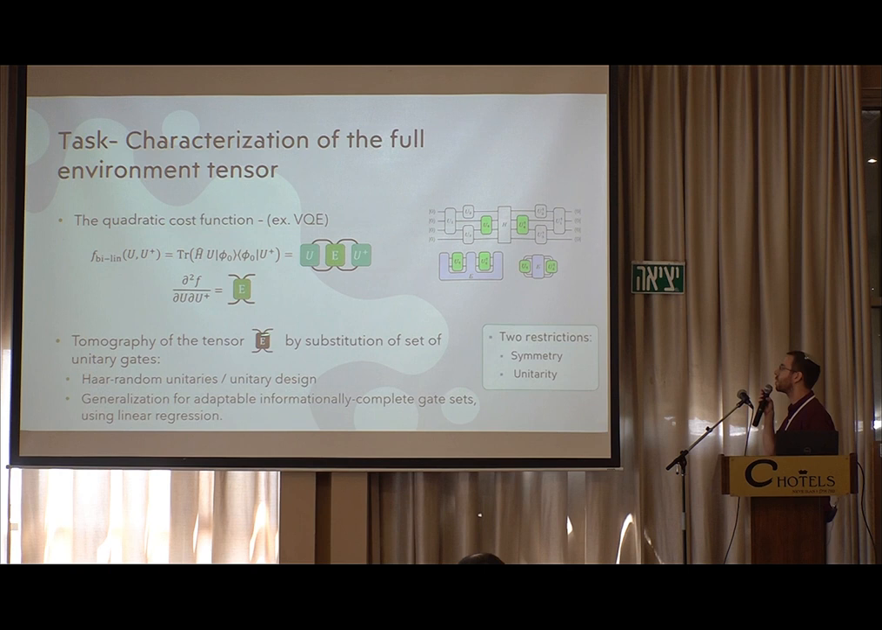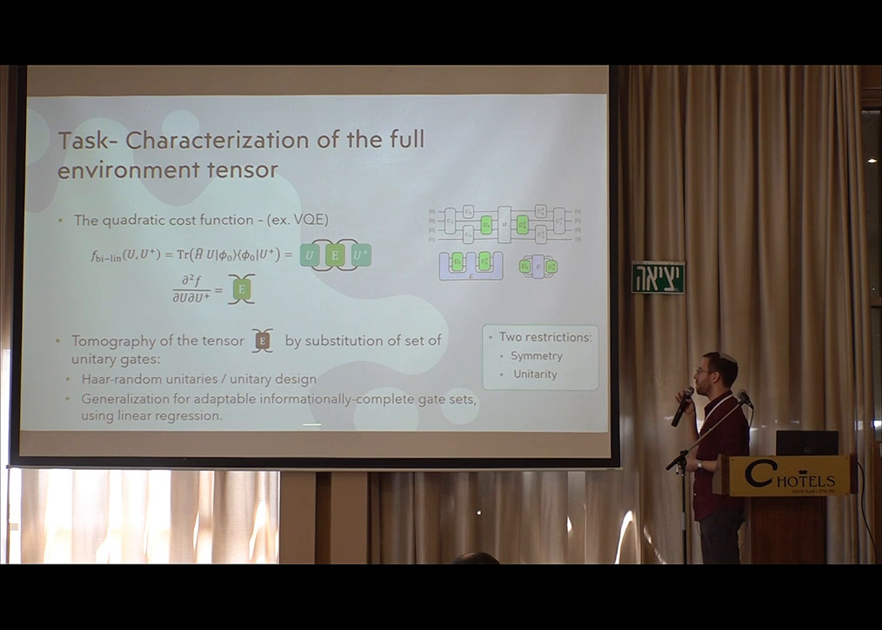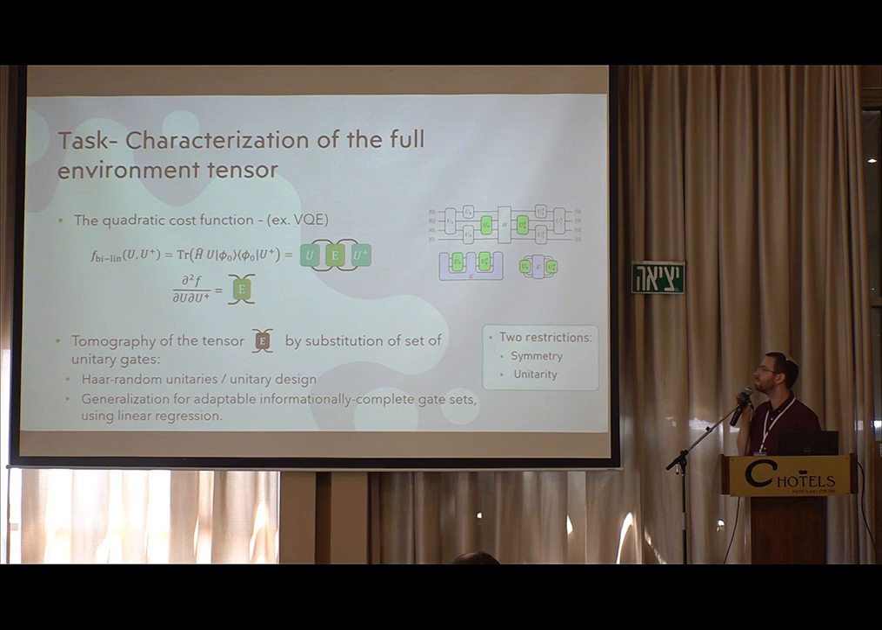Some of them are really another version of already known methods, choosing some Haar random unitaries and trying to do a kind of shadow tomography of this environment tensor, or by picking some unitary design. We can do it, hopefully with a tight unitary design, with only a finite number of circuits. And if we like, we can pick gates that are friendly to implement. We can also use a more general method for tomography of the environment tensor using linear regression. I haven't given all the details here, but hopefully we will upload our paper to the arXiv quite soon, and I'll be happy to discuss it later.